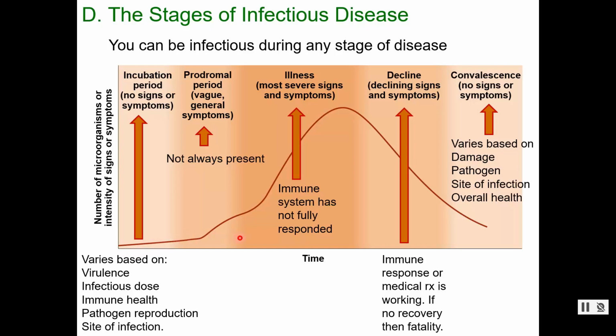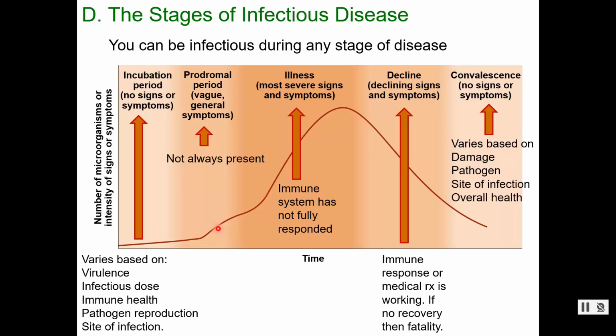All right, following this incubation period where there are zero signs or symptoms, you may enter a phase called the prodromal period. Now, some pathogens don't have this, some pathogens do. It also depends on the person involved, how robust they are, how healthy they are, if this period is present. You can see microorganisms are starting to grow at this point. You may have some vague symptoms, but nothing that really can be measured.